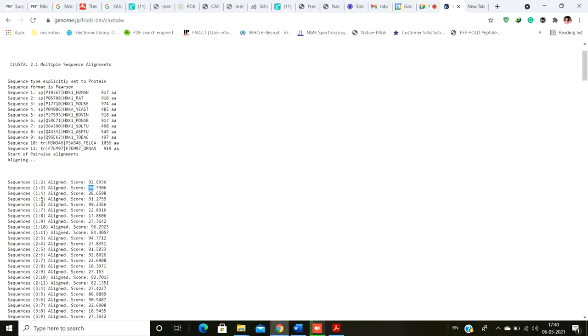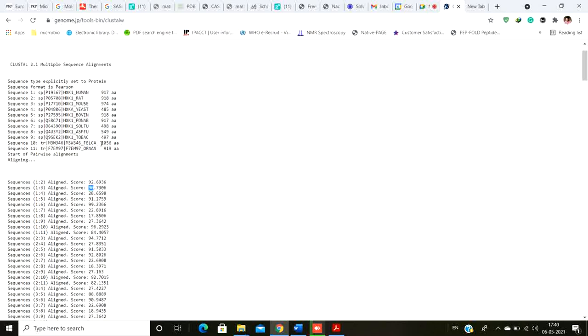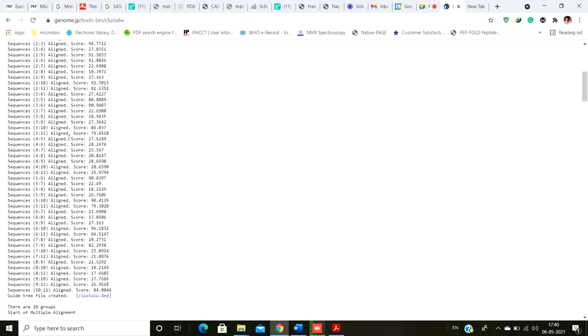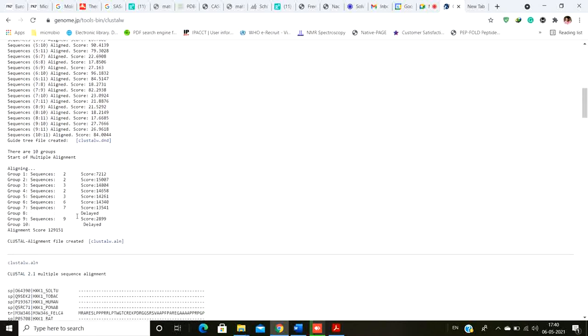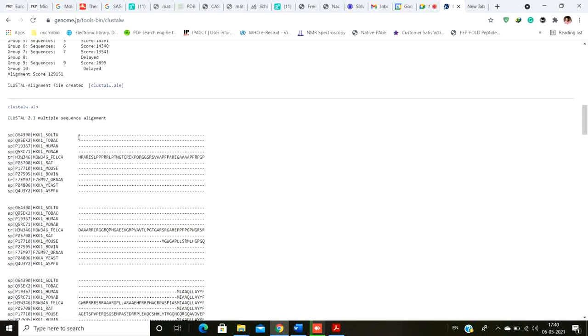Whenever such a thing happens, you get a particular score, and only after performing all of this is it going to give you the best aligned structure. It's going to show you which alignment is better. Kindly see that it aligns every pairwise alignment, and after that it gives you a whole score. Now this is the particular alignment.